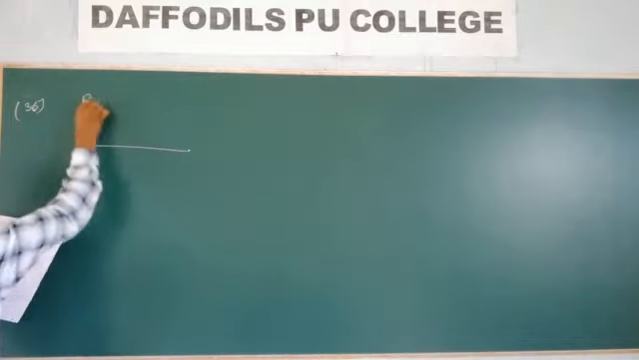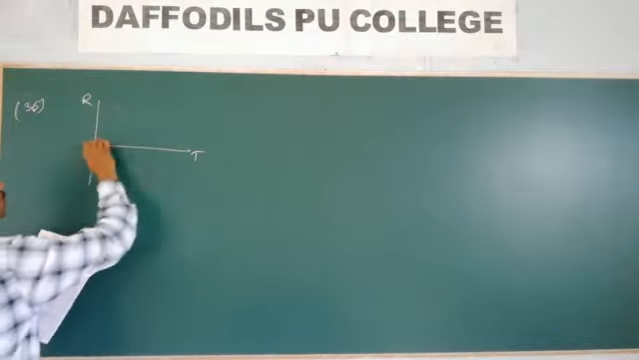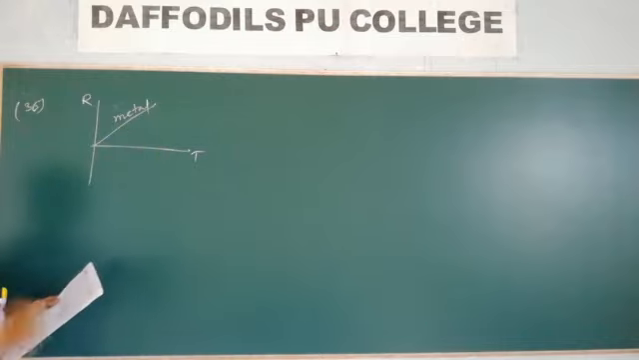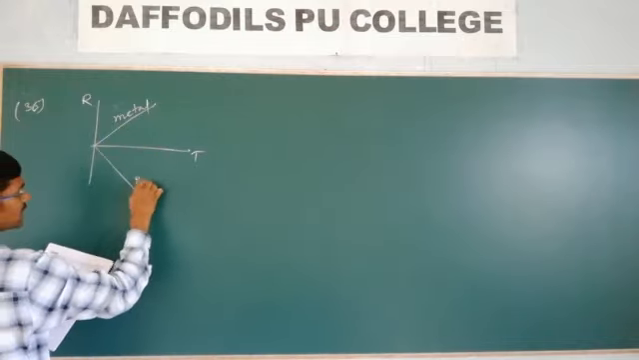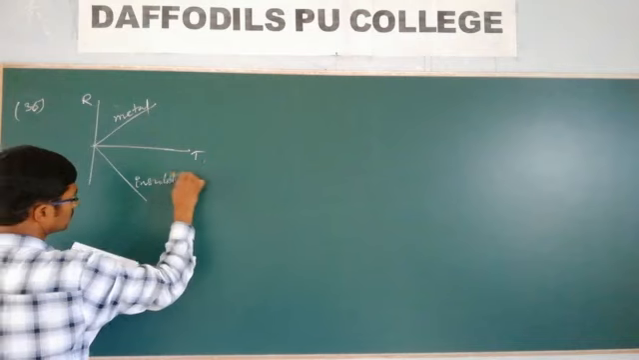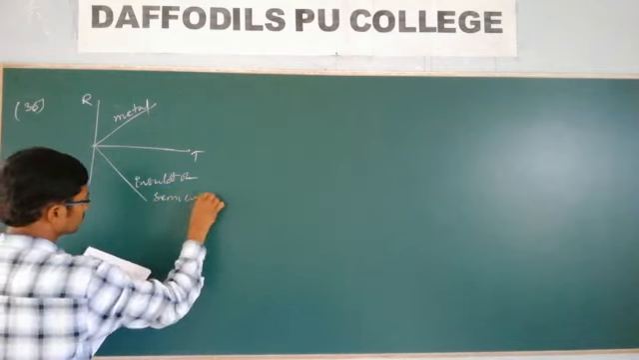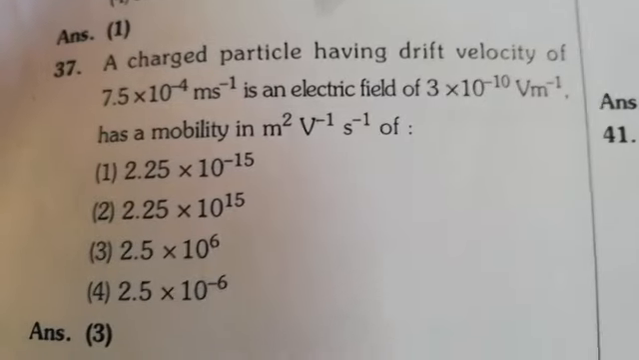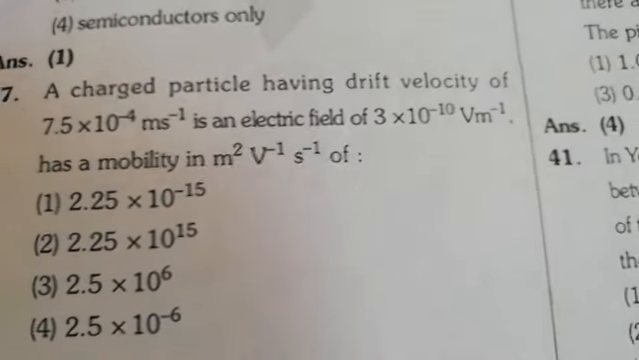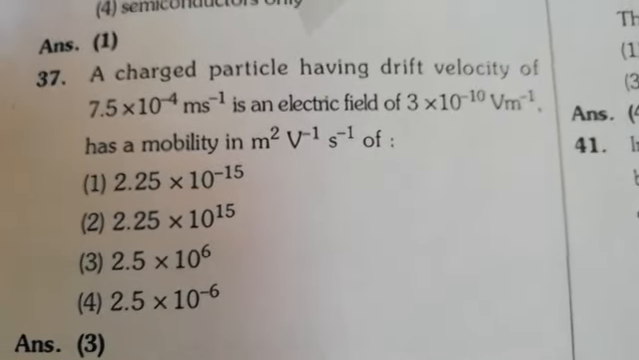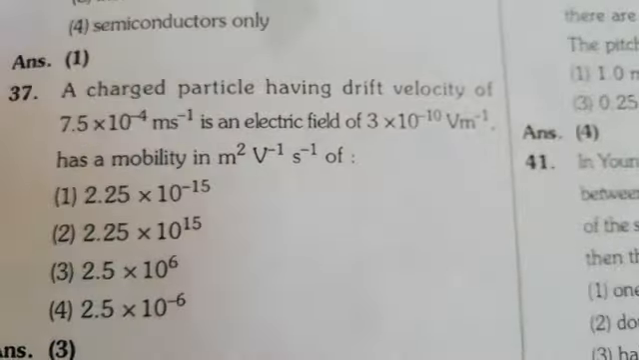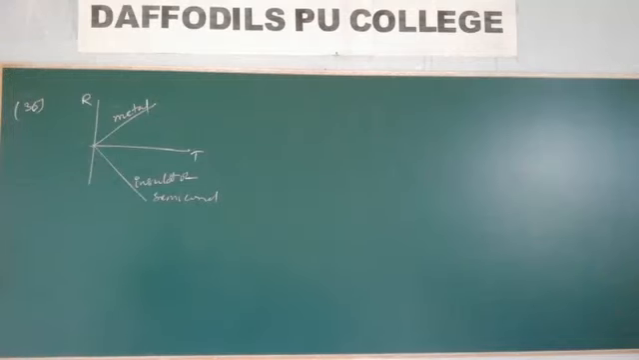The solids which have negative temperature coefficient of resistance are, so what? Which you know already. The temperature coefficient of resistance is positive for metals, whereas there is no change for alloys, and negative for insulators and semiconductors. So the first option is the correct one. Now let us go for the next one.